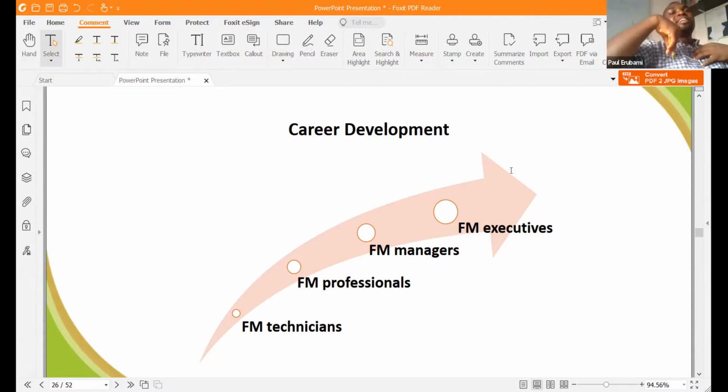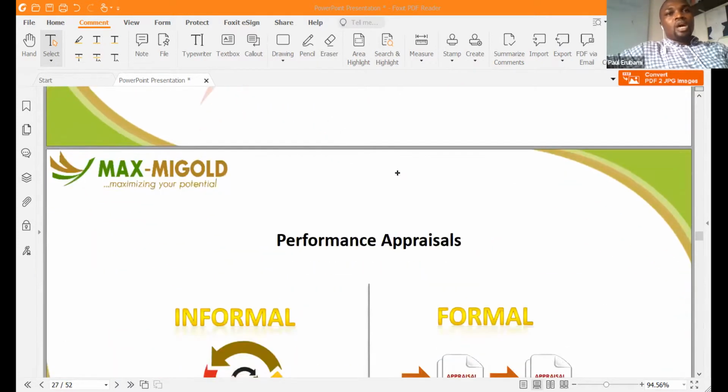So if I'm a facility manager, I should be eyeing a facility executive role. If I'm actually eyeing that, I should have somebody down the line that can replace me as a facility manager. So if I'm moving forward, other people should move along. So it's very important to have a career development plan for your team.